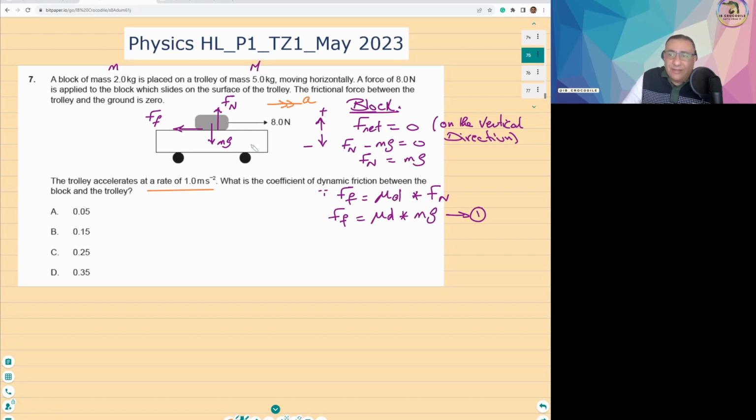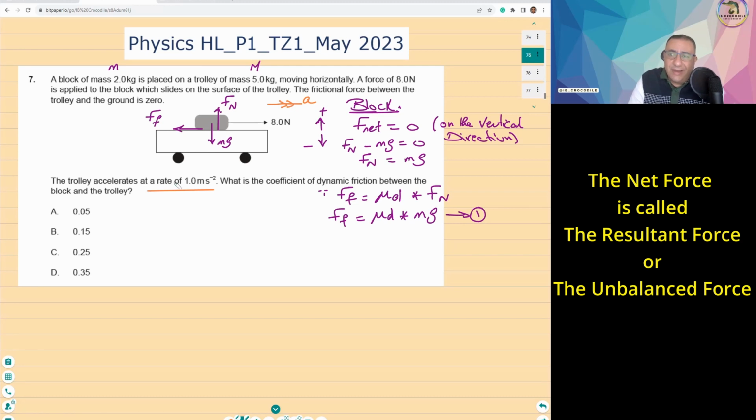So there must be a net force on the trolley, right? Because there is acceleration. If there is acceleration, according to Newton's second law, there should be a net force, or resultant force, or unbalanced force. So where is that force?